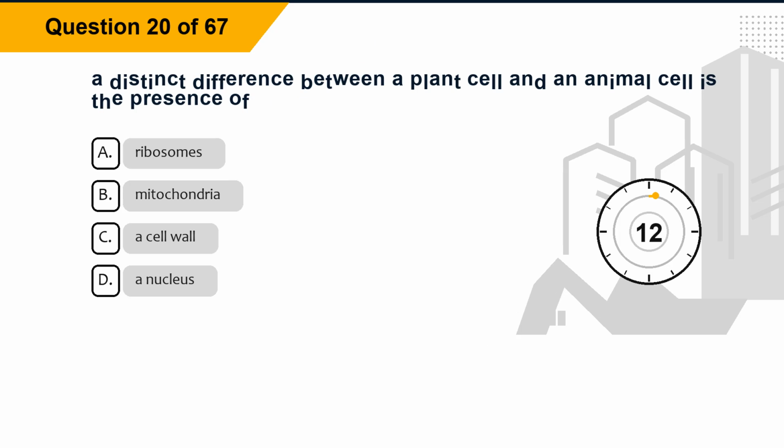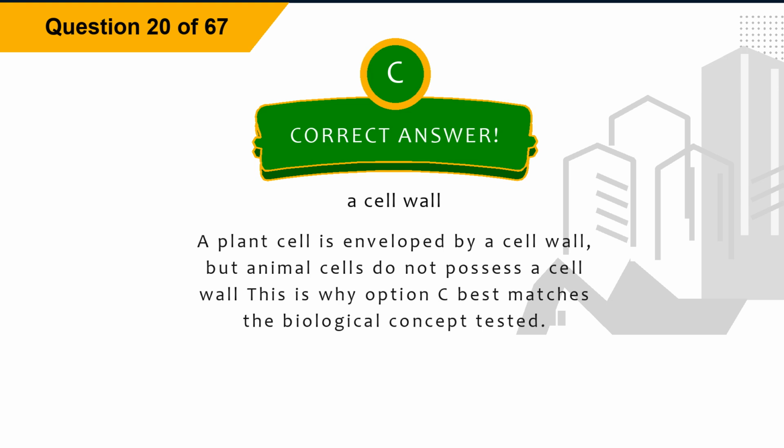Question 20. A distinct difference between a plant cell and an animal cell is the presence of option A, ribosomes. Option B, mitochondria. Option C, a cell wall. Option D, a nucleus. The correct answer is option C, a cell wall.